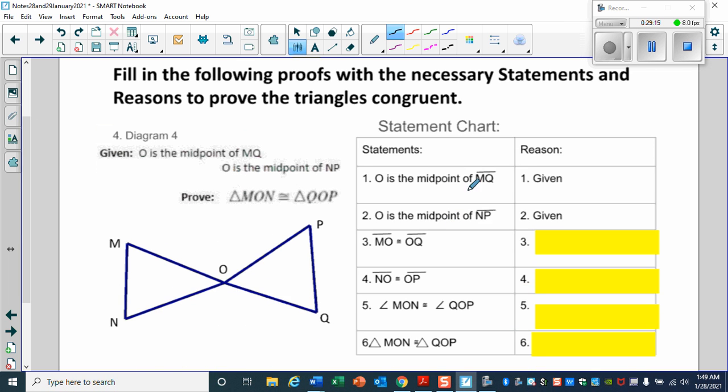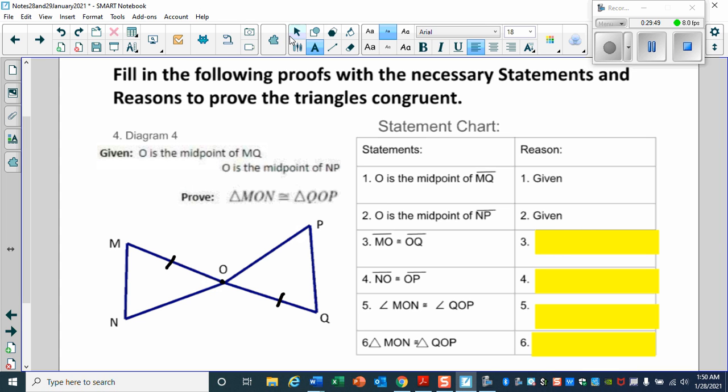All right, number 4. So now they gave us O is the midpoint of MQ, and it's also a midpoint of NP. So since we have this midpoint, O, we could say MO, OQ, they're congruent because it's going to bisect that segment into 2 equal parts.